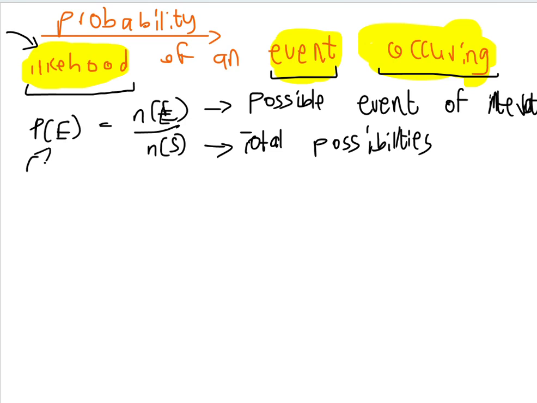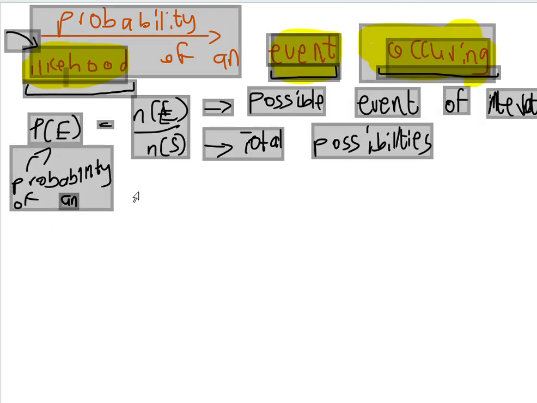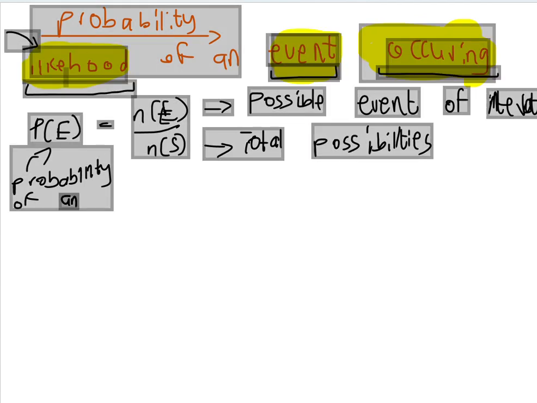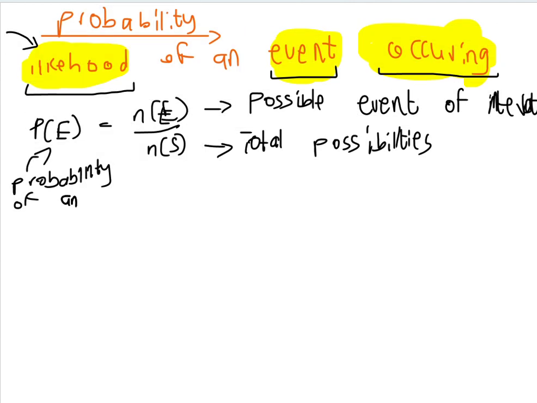P is the probability of an event occurring. That's what we call P for probability. So the formula says that P(E) is equal to N(E) divided by N(S). Let's have an example.